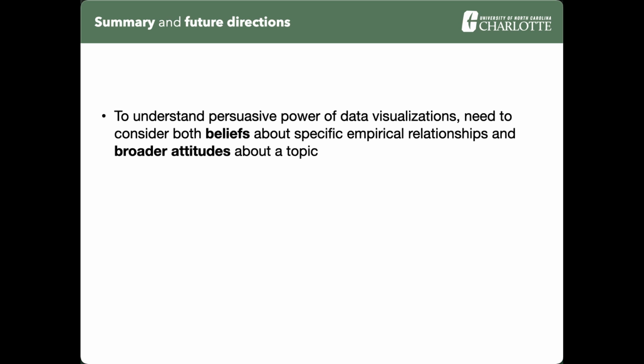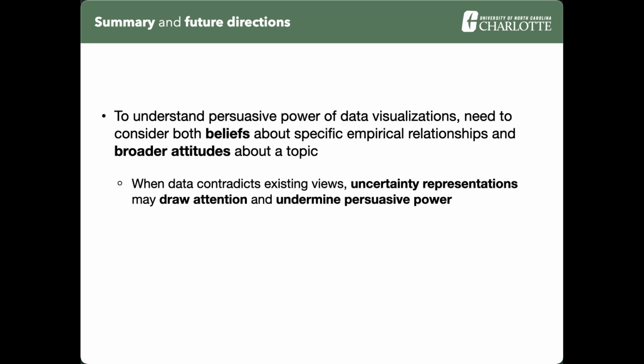A second key finding is that uncertainty visualizations seem to play an important role here. So when the data conflicts with prior views, uncertainty representations may draw attention away from the correlation line, for example, or other visual features in the scatter plot, and undermine the persuasive power of a visualization.